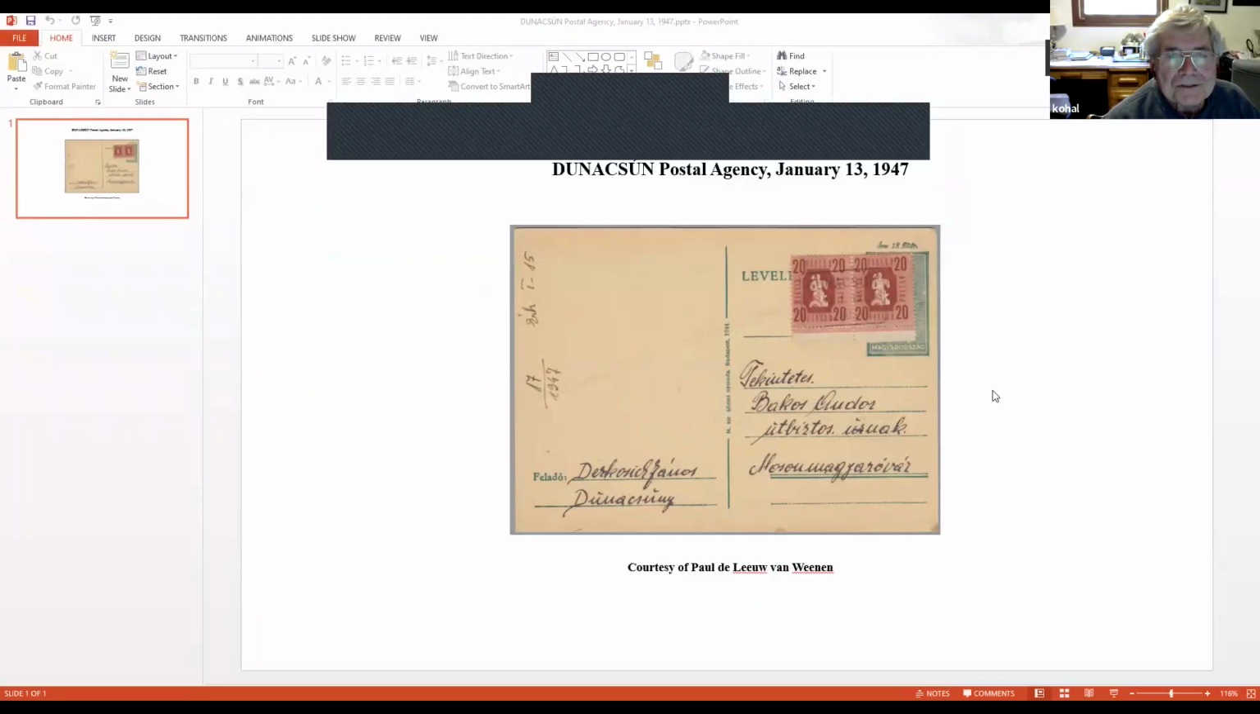This is the Postal Agency of Dunacsúny, February 13, 1947. Probably the last month of Hungarian use in that village that was given over to the Czechs.